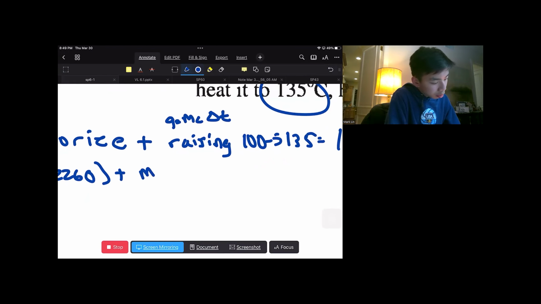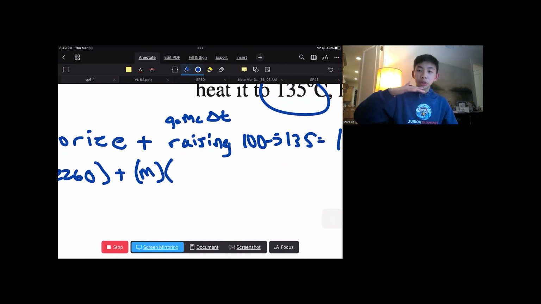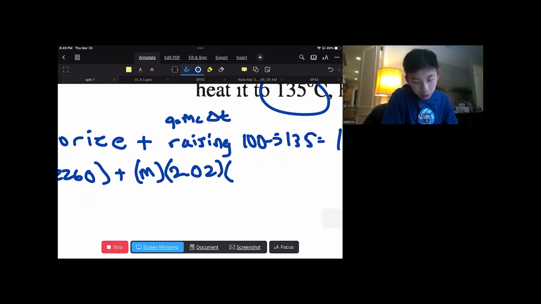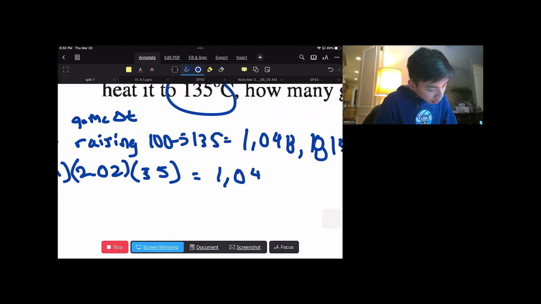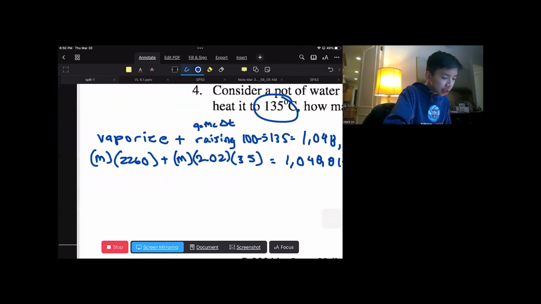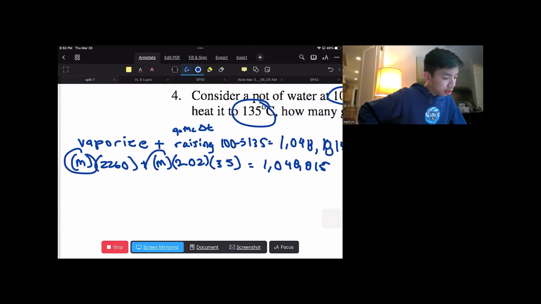Our M, we don't know. Our C, we're already at steam, so the specific heat of steam is going to be 2.02. I know this because I'm looking at my past assignment, but it's going to be given. Our delta T is the temperature difference from 100 to 135, that's 35 degrees Celsius. And it all equals 1,048,815. So basically, we just need to find out what M is.